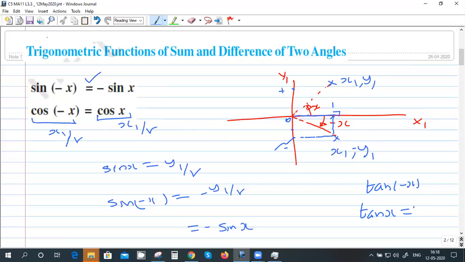Tan x is y1 by x1, right? And tan minus x is minus y1 by x1. So this is equal to then minus tan x. Same way, tan is y by x or y1 by x1. Tan of minus x is minus y1 by x1, which is equal to minus of tan x. So even in the case of tan, minus sign will come out.